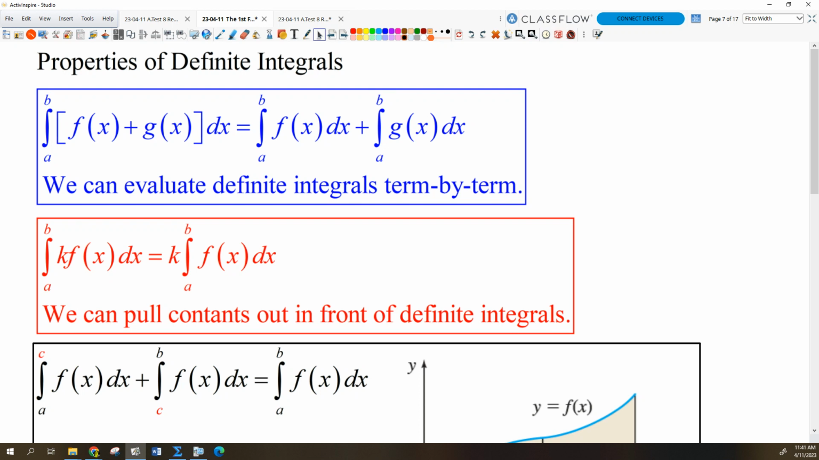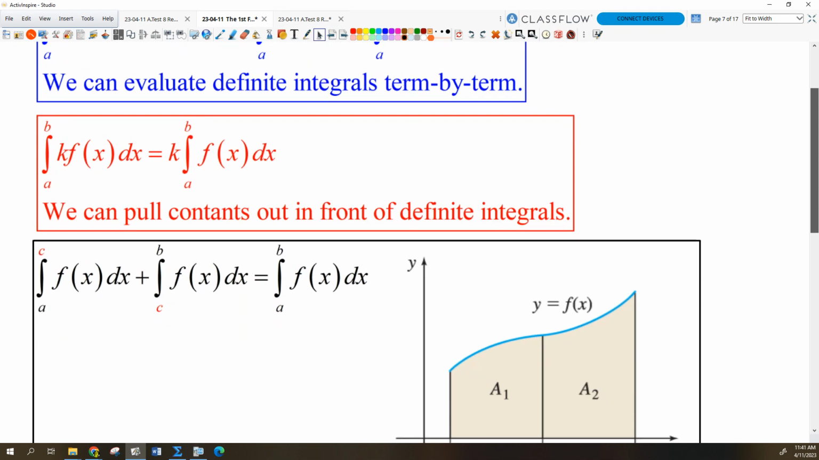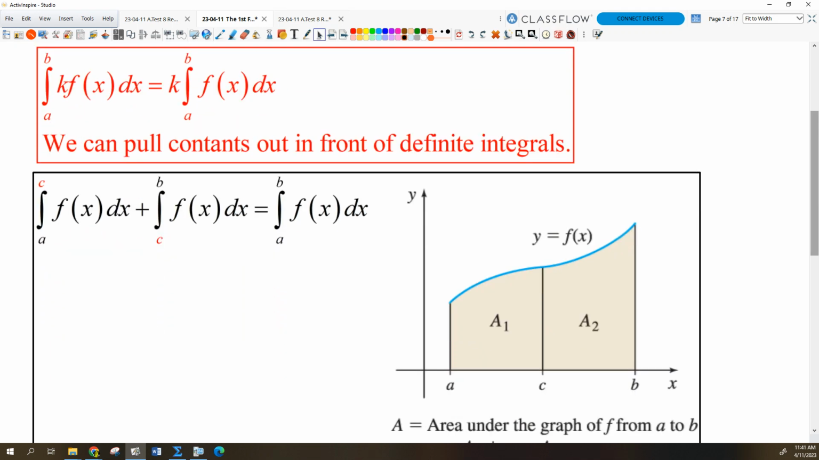Okay. What is this one telling me? The red one. Well, I can pull a constant out front, which you guys already know, right? You can pull constants out in front of integrals. Indefinite integrals, antiderivatives, or definite integrals, they work the same.